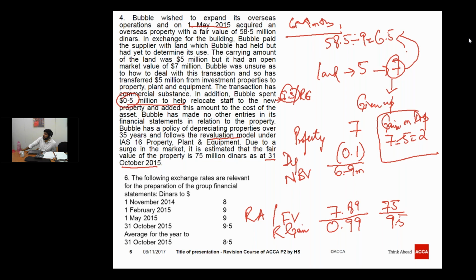Does the OCI get reclassified to P&L? No. 58.5 or 6.5, it is the difference in the fair value of the two prices of land. How is the revaluation reported or used? The revaluation of 0.99 will be reported in the revaluation reserve of the parent company, and from the balance sheet perspective, this property will be valued at 7.89, approximately 7.9.